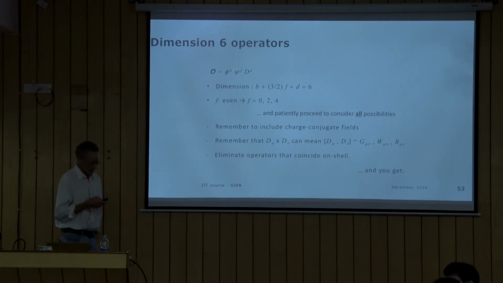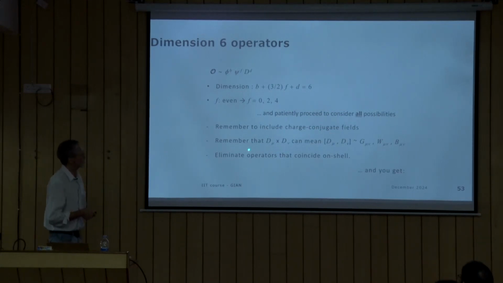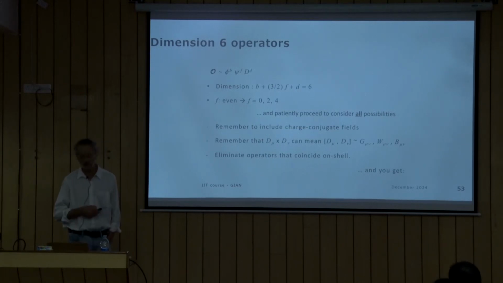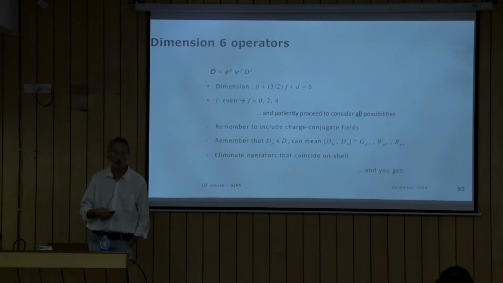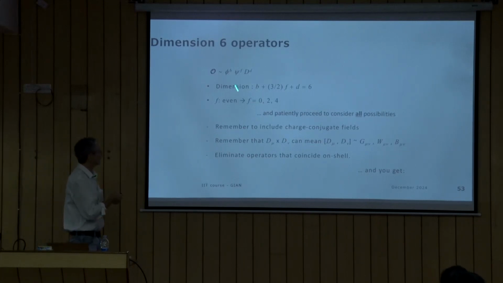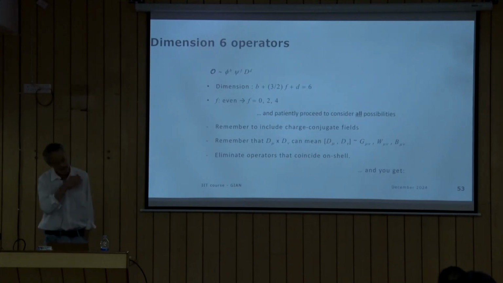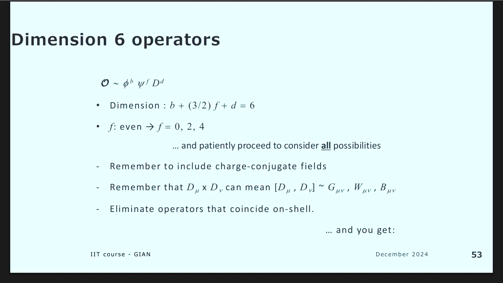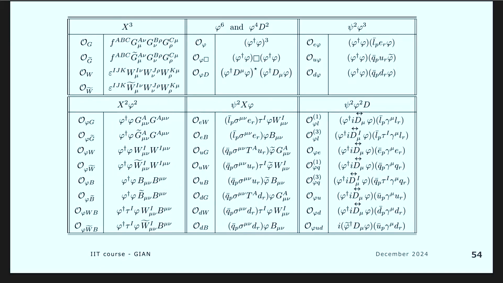Another thing to remember is you're allowed to include charge conjugate fields. And the other thing to remember is that the field strength tensors can be written in terms quadratic in the derivatives, because the commutator of two covariant derivatives gives you a field strength tensor. So that's something to remember when doing the construction. Lastly, you eliminate these operators that coincide when on shell, and you get this rather uninspiring list of operators.